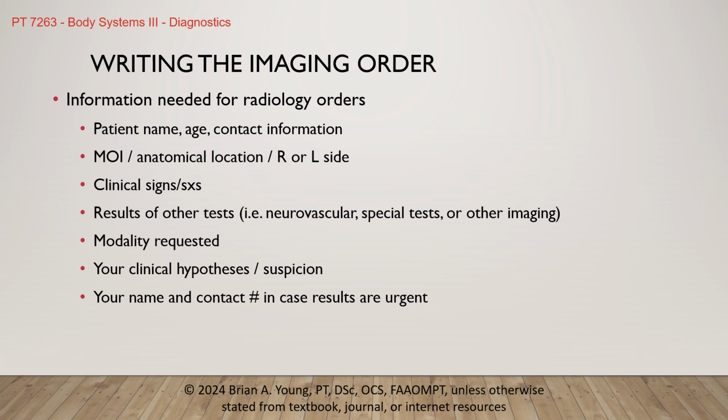So what is needed when we write an order, or if I were to recommend imaging for someone? Well, these are the essentials that would go on to this. And first of all, patient name, age, contact information, some basic demographics. What was the mechanism of injury? Where it's located, what side of the body? Clinical signs and symptoms, just the pertinent ones that you're seeing that substantiate that are positive or negative, and the results of any other test. Maybe you did a neurovascular exam, maybe they've had other imaging, maybe they've already had plain films.